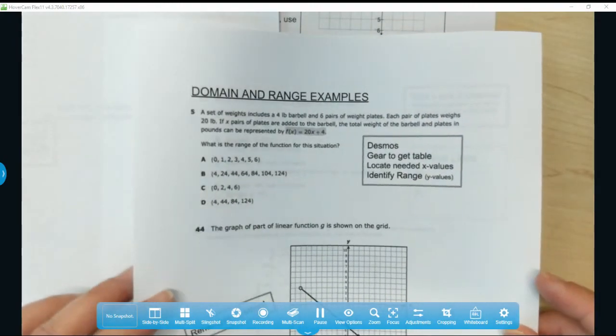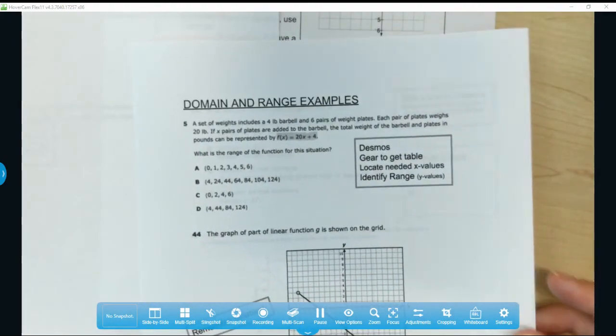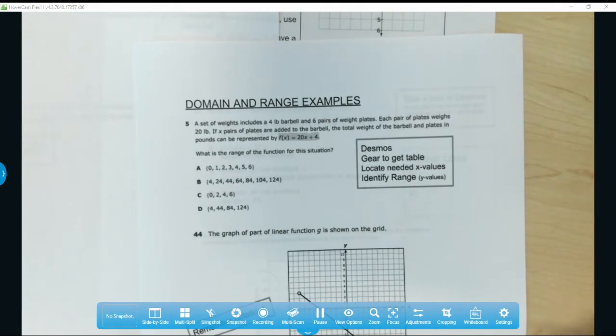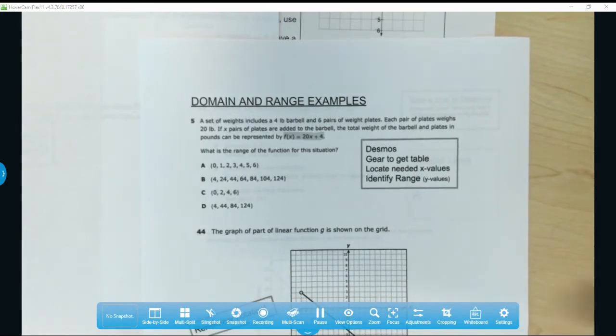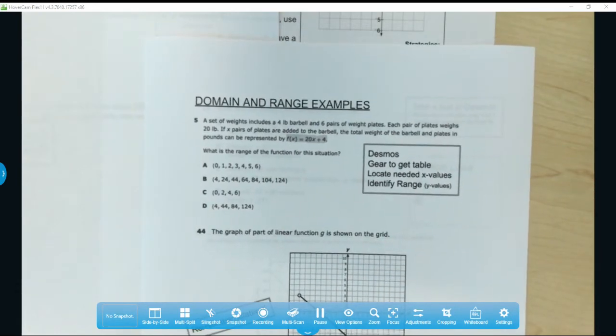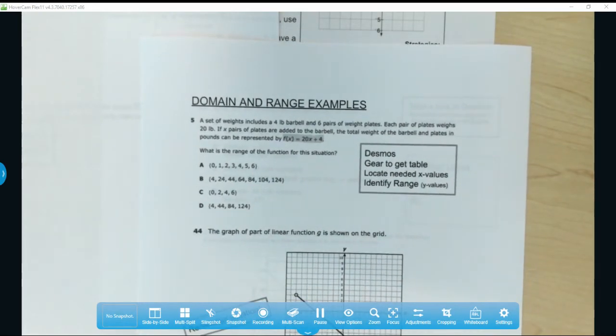So with domain and range examples, if you have a word problem, it's going to be important that you can break apart what is representing the x value and what is representing the y value. A lot of times with domain, we call that the independent variable, meaning that it doesn't depend on anything else. So time usually is an independent variable. I think that's the best example I have right now. Time, because you can't change it at all.